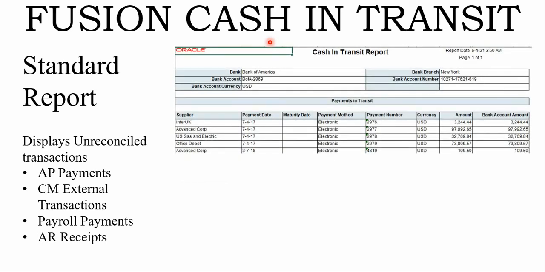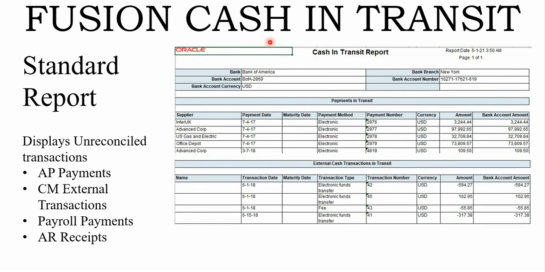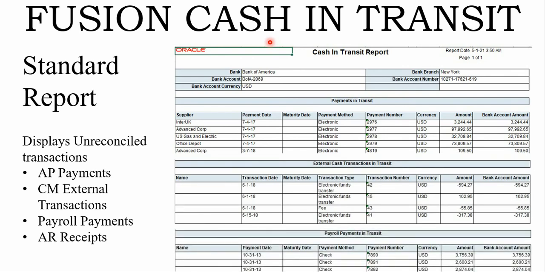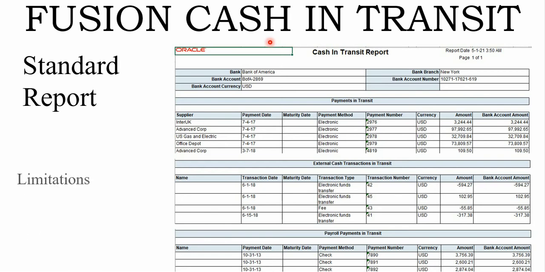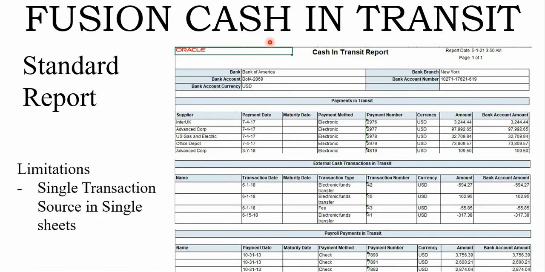You will see the first block payment in receipt, external transaction in transit and payroll payments. This report is excellent for getting a detailed transaction list. However, it has certain limitations. Each source is displayed in one sheet. The payment will be in one sheet, external transaction in another, and payroll payment in another. So you will not have a consolidated view.